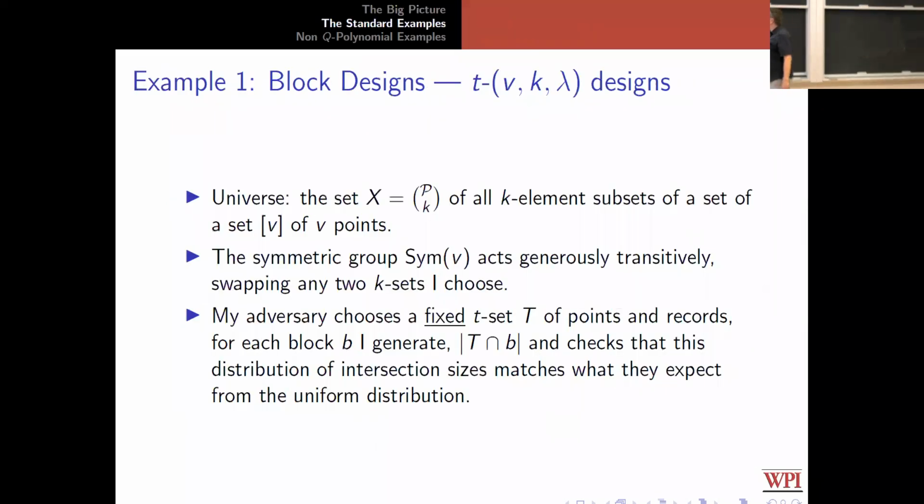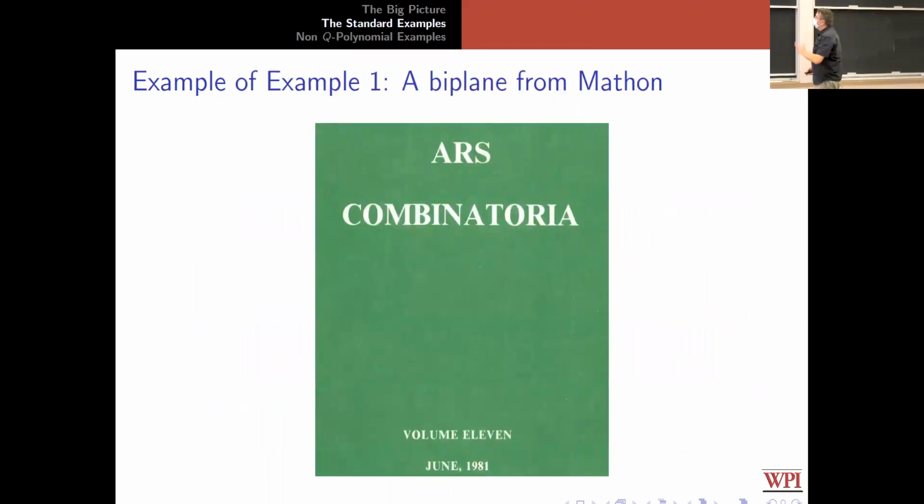So, okay, here the adversary has a fixed t-set, and she's just counting the cardinality of the intersection with all of my blocks as I choose blocks uniformly at random for my design. She's calculating the cardinality of the intersection, and she wants to see if that matches the distribution that she would have if I was choosing from the big ambient space, from the association scheme. Okay, here's one design. Okay, biplane. You know, only finitely many biplanes are known, and no one knows if there are infinitely many biplanes.